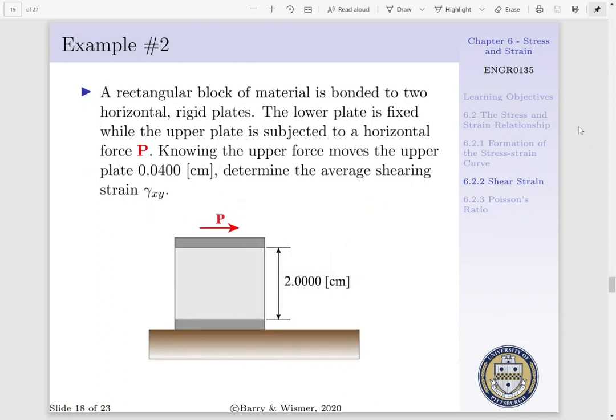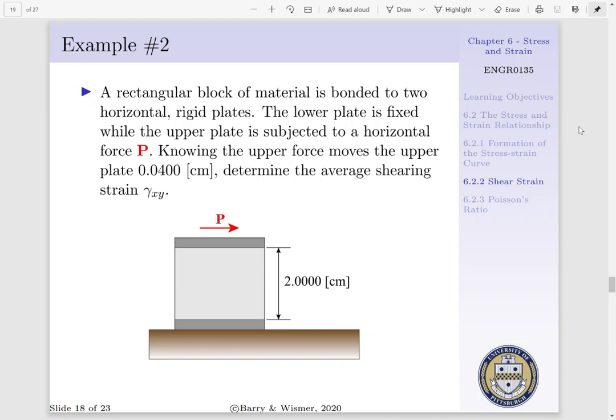Let us look at an example of shear strain. We have a rectangular block material that is bonded to two horizontal rigid plates. Our lower plate is fixed to the ground while our upper plate is subjected to a horizontal force P. P is providing shear to our system. Knowing our upper force moves our upper plate 0.0400 centimeters and our material has a height of 2.0000 centimeters, we want to determine the average shearing strain, gamma xy.